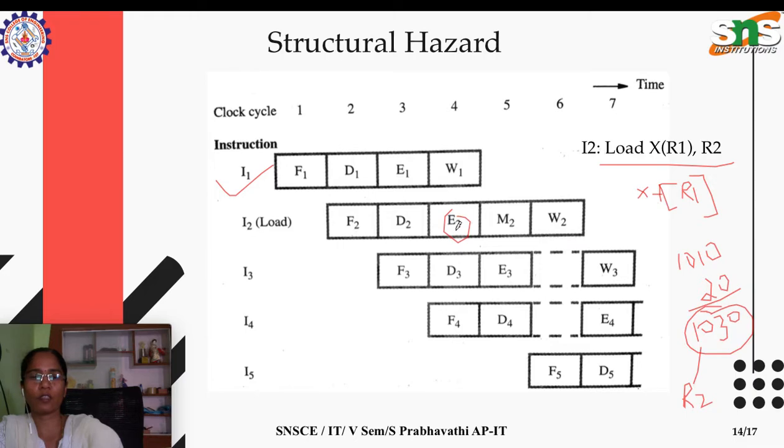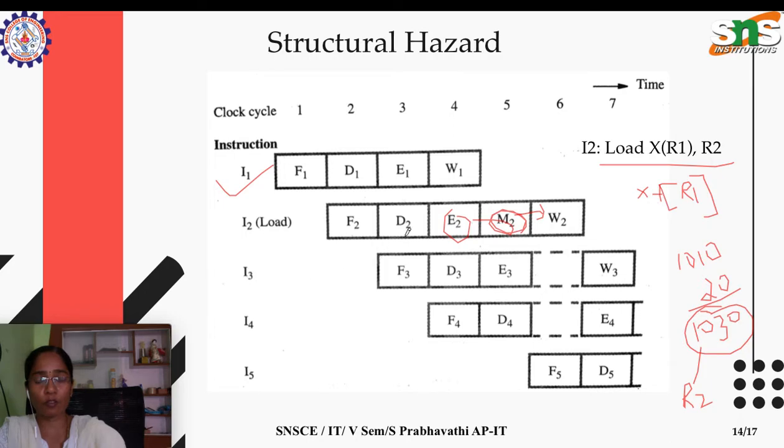So 1030 is nothing but the address of the operand. So it will take one more clock cycle to fetch the instruction, and that information is moved to the R2 register by this write cycle. So here instruction 2 takes 2 clock cycles, one more extra clock cycle. And let's see here what that structural hazard is.